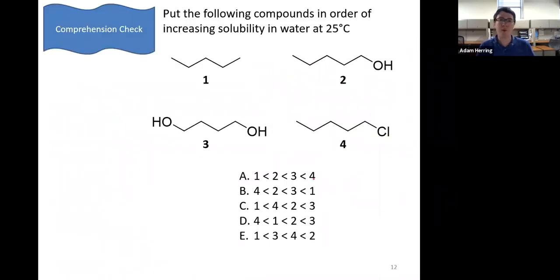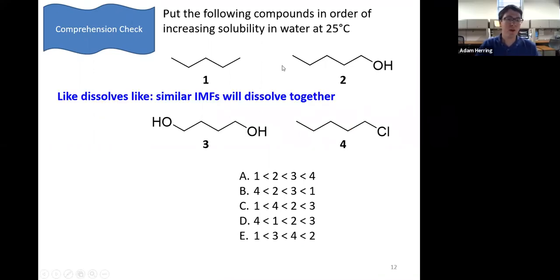Here's one final problem. Put the following compounds in order of increasing solubility in water at 25 degrees Celsius. Pause the video and try this on your own. Welcome back. So in order to determine solubility, we need to evaluate for like dissolves like. We need to evaluate which intermolecular forces would be present for each of these substances.